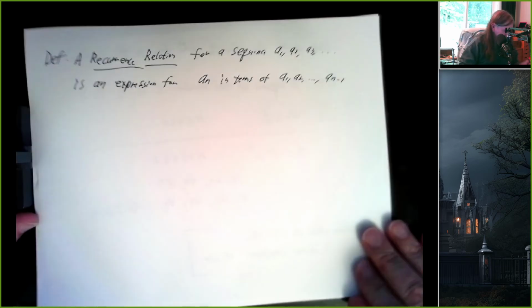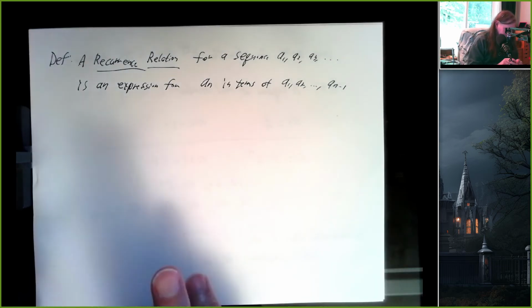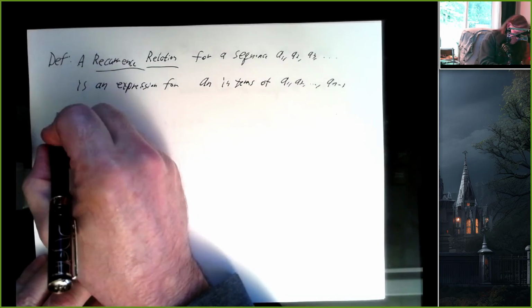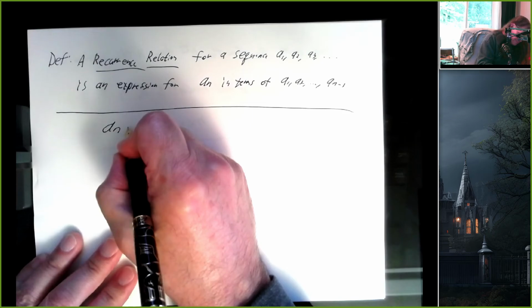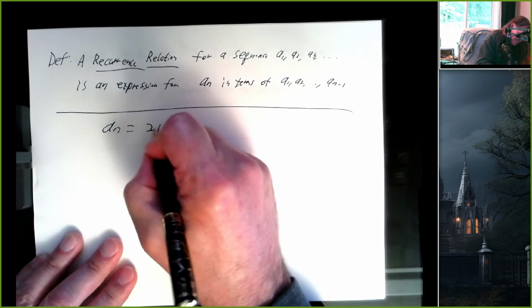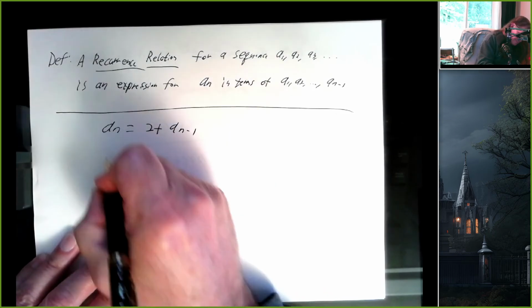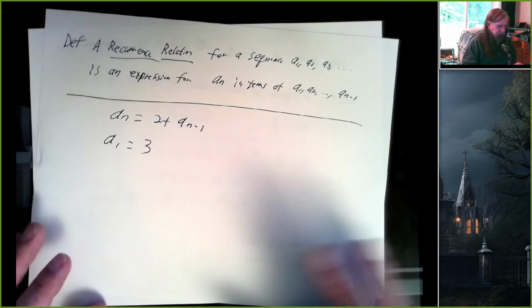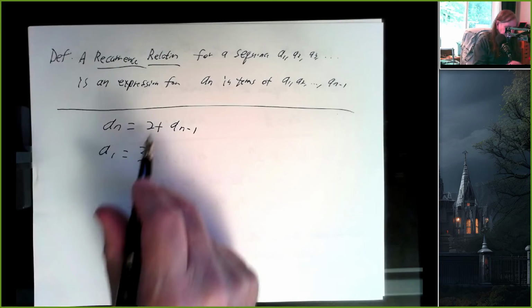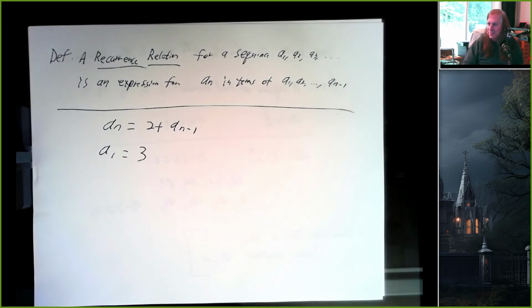All right, so let's look at some other examples. So what would this sequence look like? Here's an initial condition, here's a recurrence relation. So see if you can tell me what the elements of this sequence are. The first few elements.